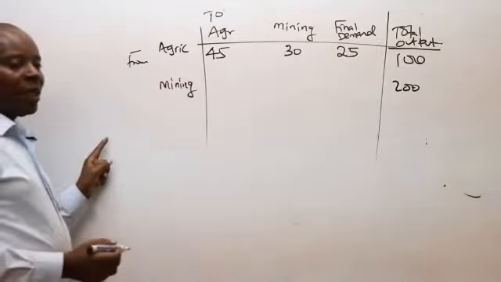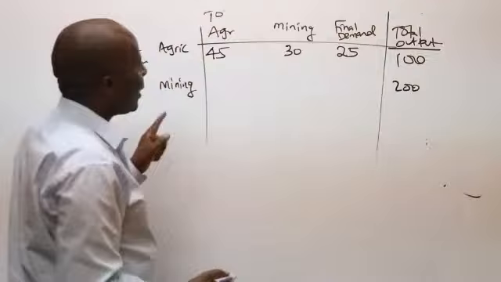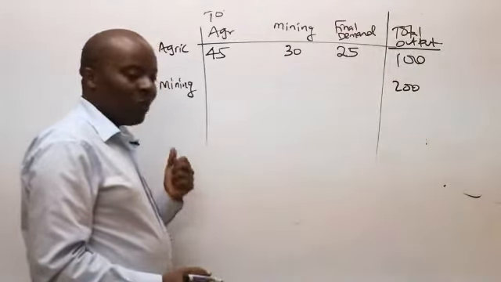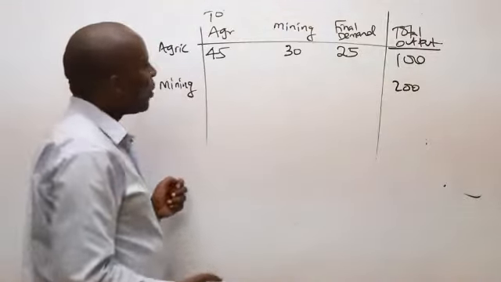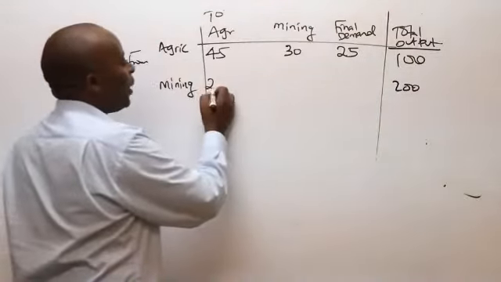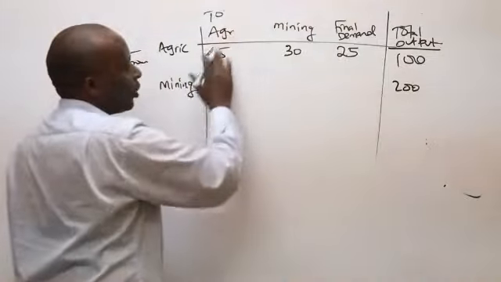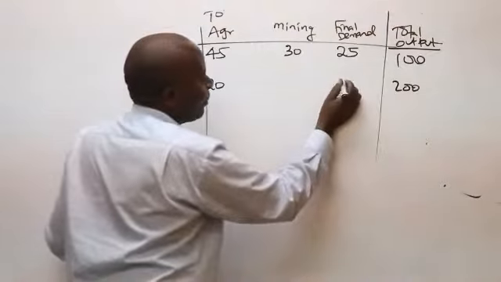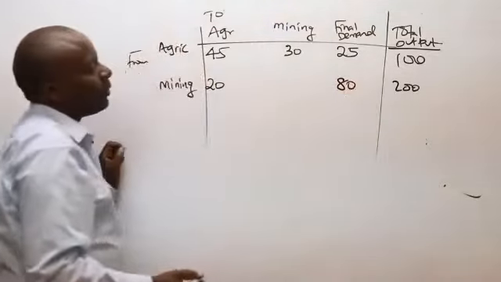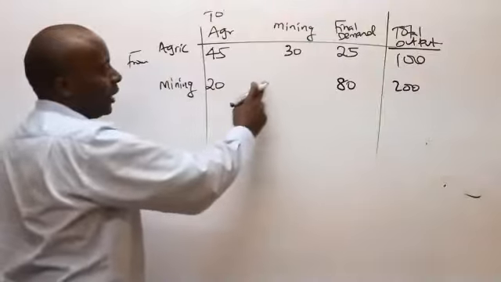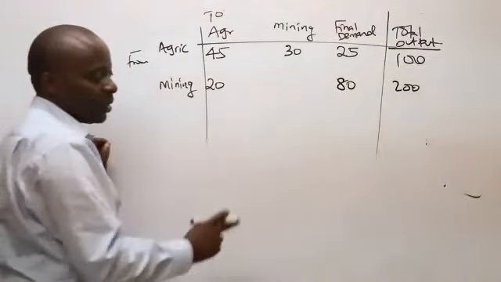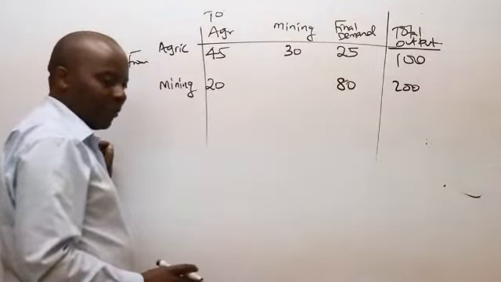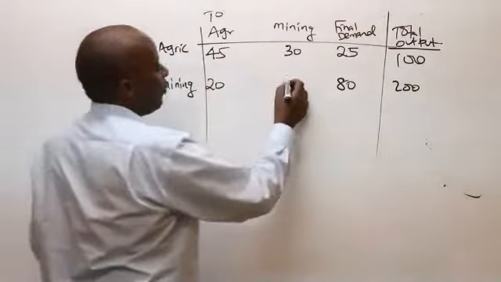Now mining also sends some things to agriculture, for example, in form of fertilizers. We need limestone when making fertilizers, right? So mining to agriculture, for example, 20. Mining for final consumption, perhaps 80. So what remains for mining? Somebody, mining alone. The balancing figure for mining. Thank you very much.